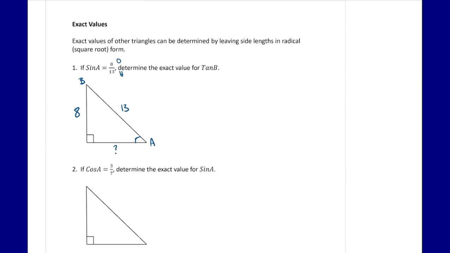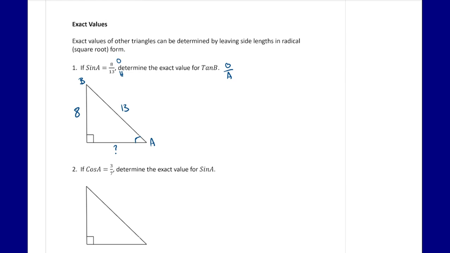In order to find tan of angle B, we do need to figure out that missing side, because remember, tan is opposite over adjacent. We have the adjacent, we don't have the opposite. So how do we find that missing side?